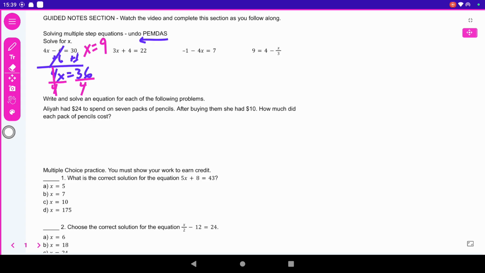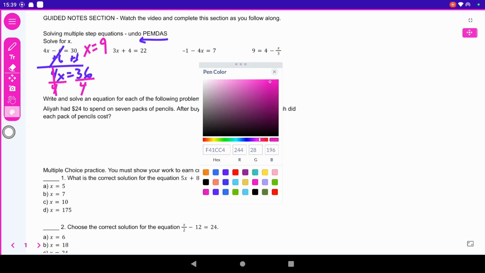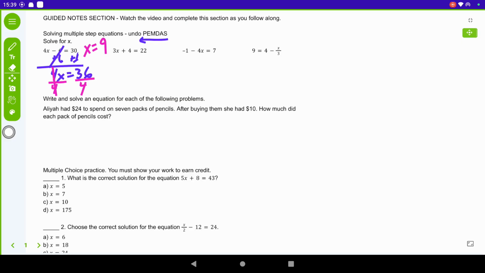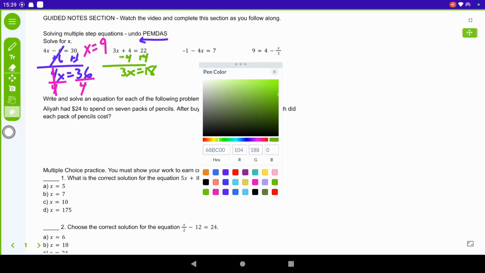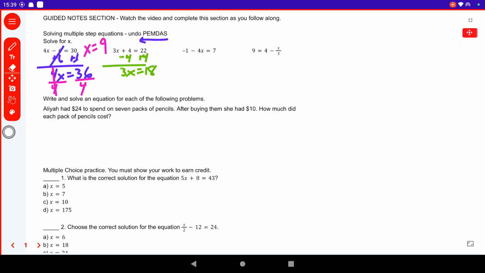When we look at the next example, 3x plus 4 equals 22, is there any subtracting or adding we can undo? Yes. We can undo the plus 4. Is there any dividing or multiplying we can undo? Yes, we can undo the multiply by 3 by dividing. Again, it cancels. And then we're left with x equals 18 divided by 3 is 6.